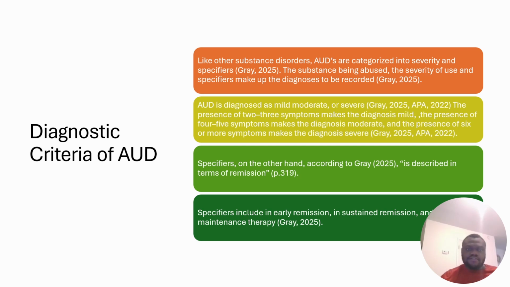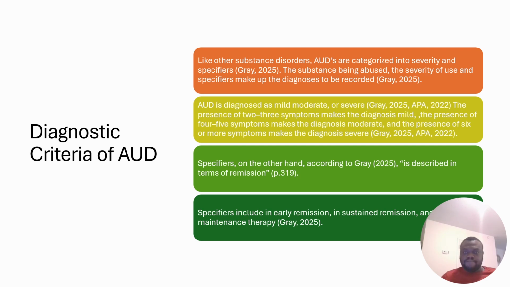Like many other disorders, there has to be diagnostic criteria met for alcohol use disorder. I guess this is necessary to differentiate between other disorders and to make sure that there's appropriate treatment for the disorder. Like other substances, AUDs are categorized into severity and specifiers. The substance being used, severity of use, and specifiers make up the diagnosis to be recorded.